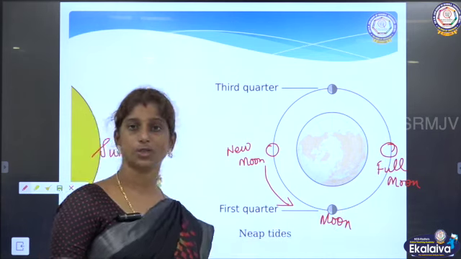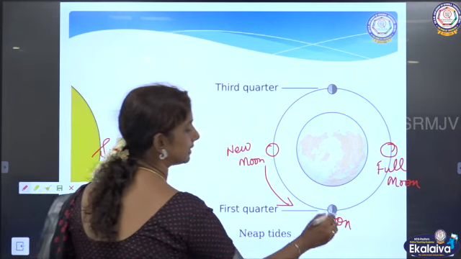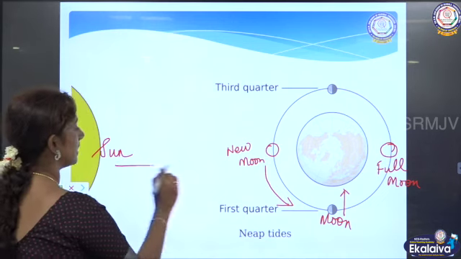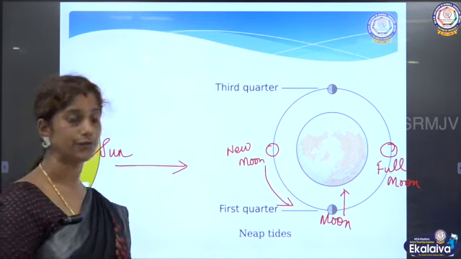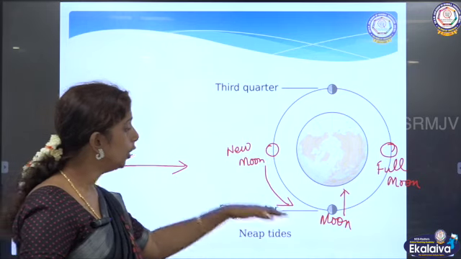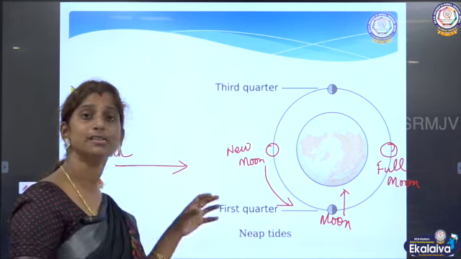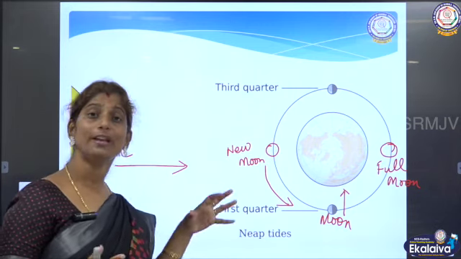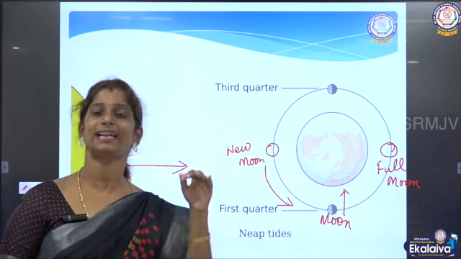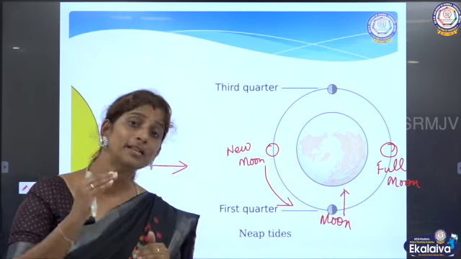So when it comes to the first quarter and third quarter, what will happen? The same pressure will act on the surface of the earth. The moon's gravitational pull towards the surface of the earth and the sun's gravitational pull towards the surface of the earth, so the pressure is from both directions. What will happen? Because the pressure is not in just the same direction, it faces pressure from two different directions. So the high tides will become a bit lower, and in the same way the low tides will become a bit higher.